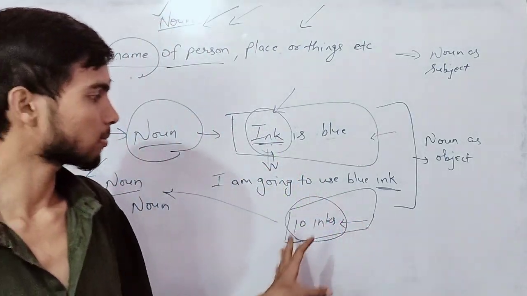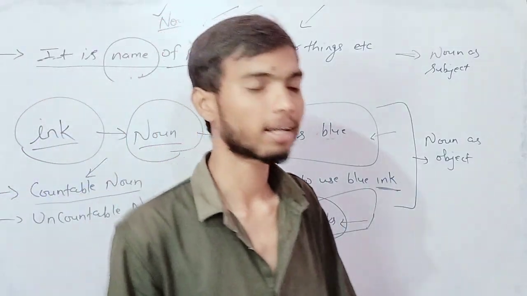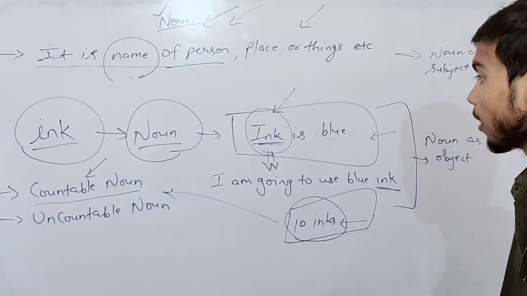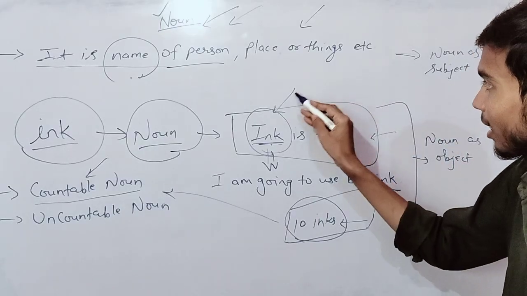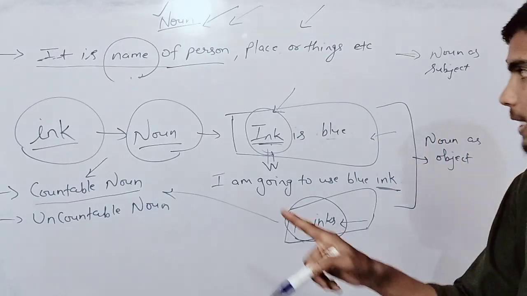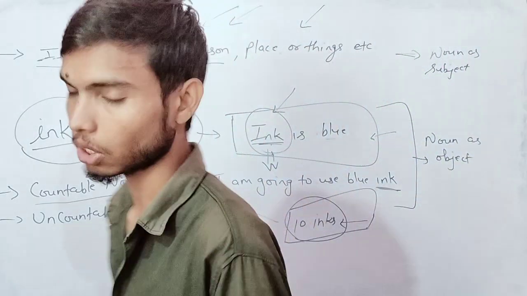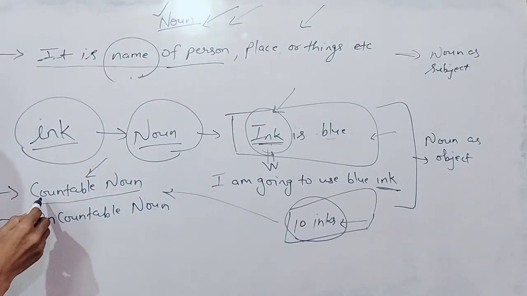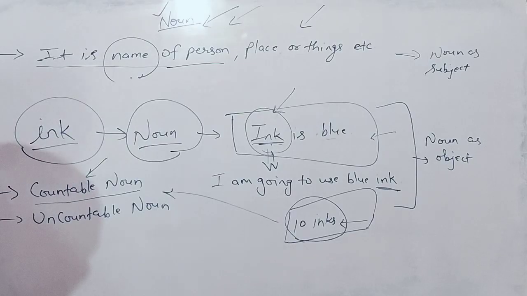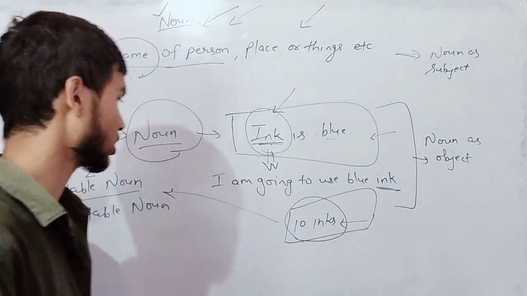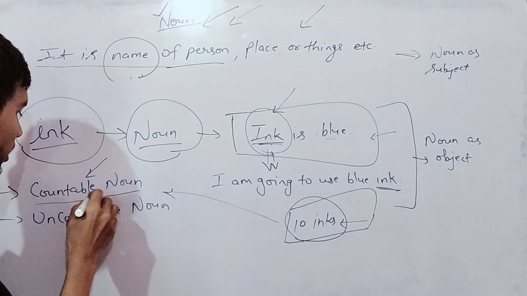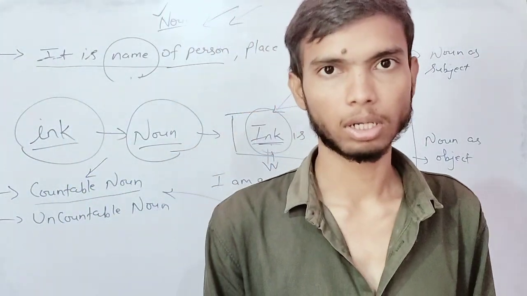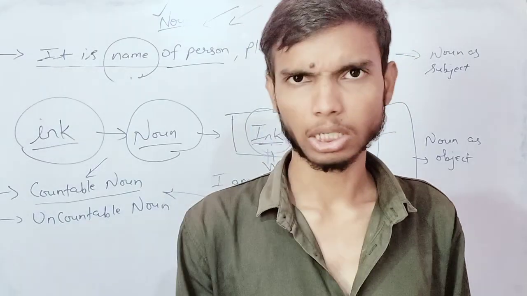Now can we say 10 inks is a noun? No. Here we were saying only ink, it is only one. This is singular. This is plural. If you want to categorize this countable, then you can. How? You can categorize it in two parts, for example, singular and plural. Singular things we can count.